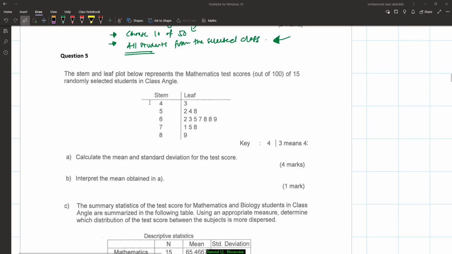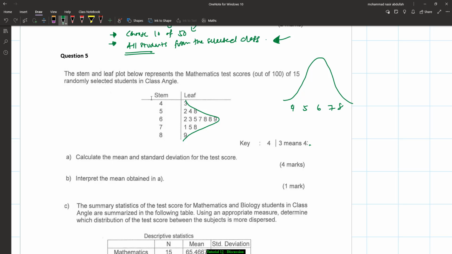So stem and leaf plot below represent a mathematics test score out of 100 of 15 randomly selected student in the class. So dekat sini dia bagi stem and leaf. So kita boleh buat projection sebelum kita tengok soalan. Right, so this is going to be a normal distribution lah. Kalau you rotate 90 degree, so dia sepatutnya 4, 5, 6, 7, 8. So dia akan bentuk macam ni lah. Right. So 4 stroke 3 means 40.